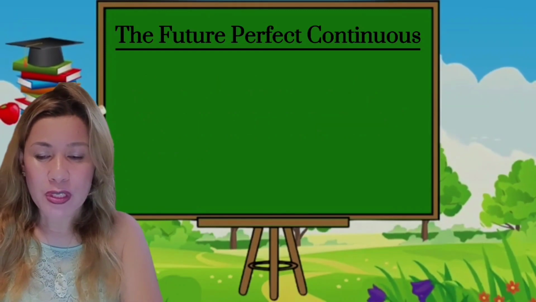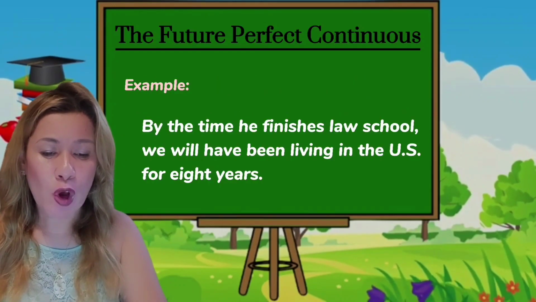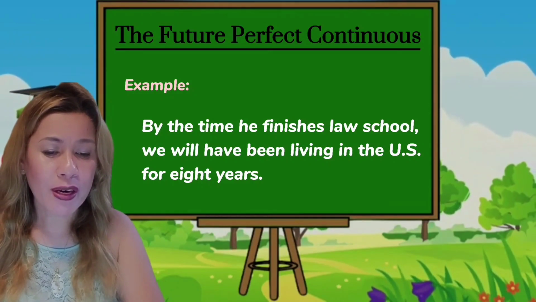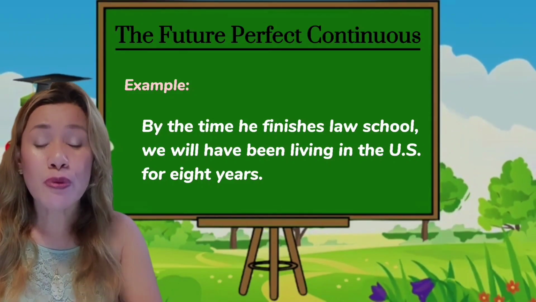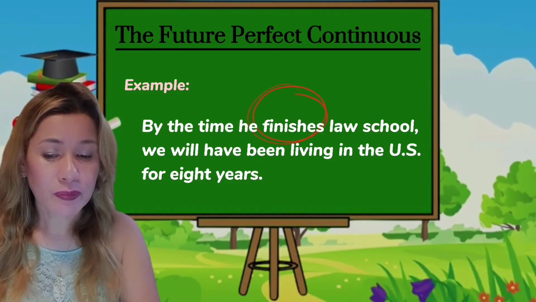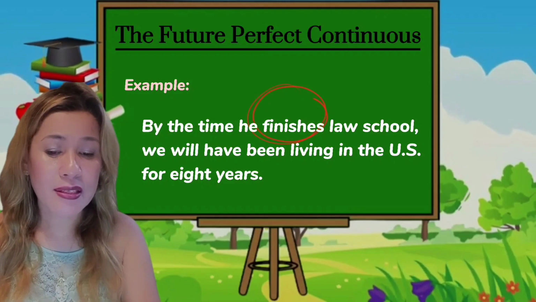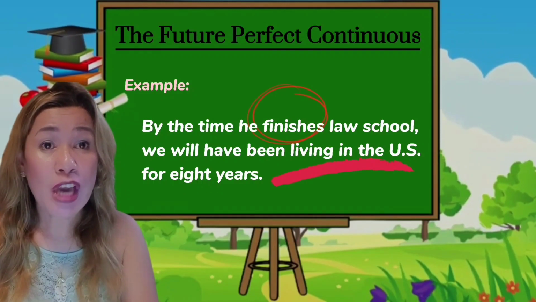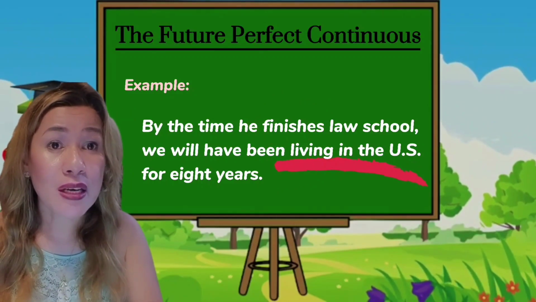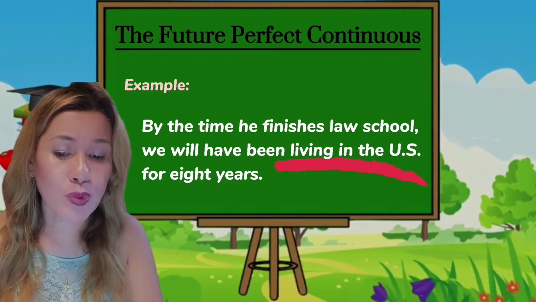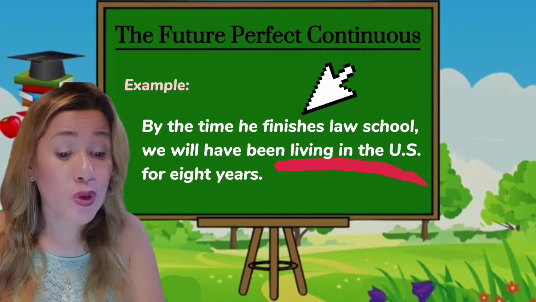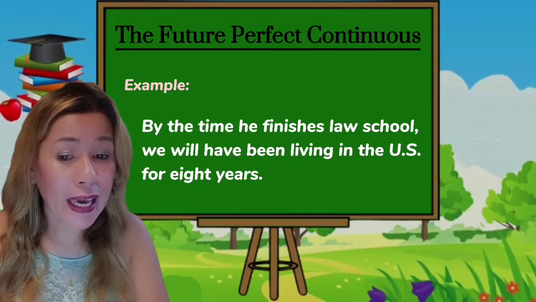So, for example, you say, by the time he finishes law school, we will have been living in the US for 8 years. So, two actions. The first one is the finishing, and the second one is the living in the US. So, which will happen first? It's the living in the US which will happen first, and then it will be followed by the finishing of law school.